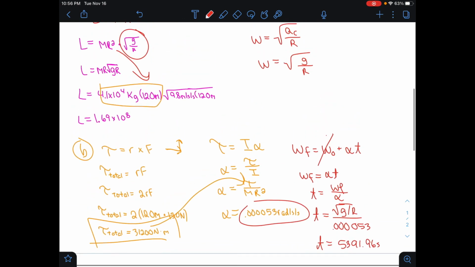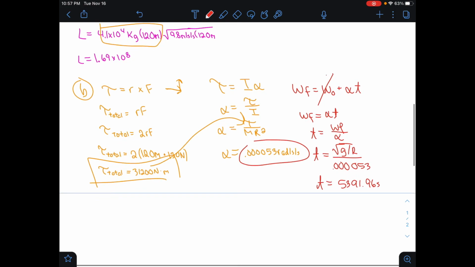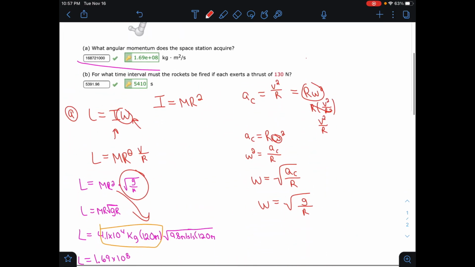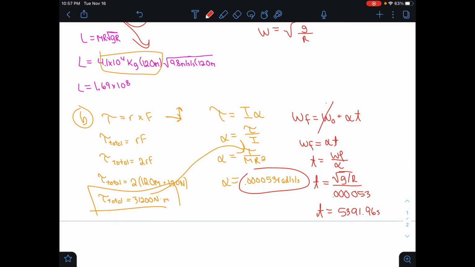Here's what we did. For part B, we need to find time. Now, rotational kinematics are similar to linear kinematics. It's just that we swap our velocity for angular velocity, acceleration for angular acceleration, and time. Okay, we needed values to plug in to find this time. So we needed to find our angular acceleration.